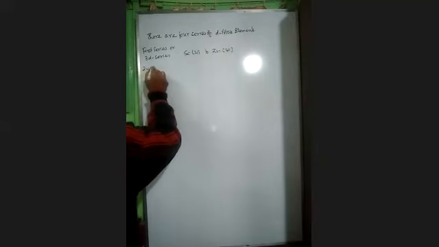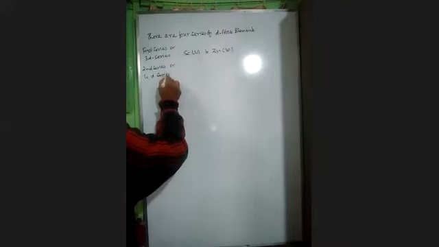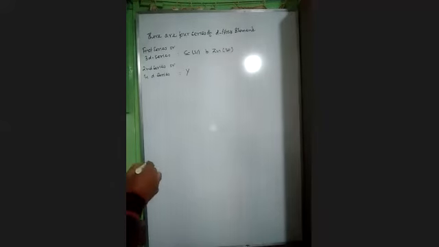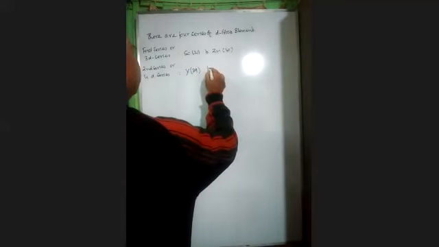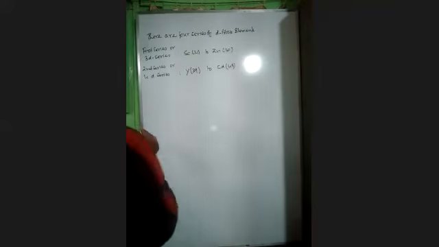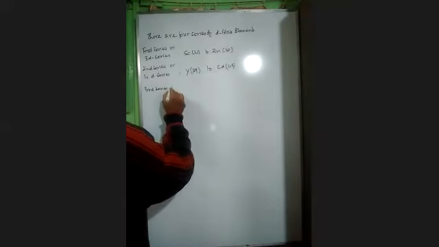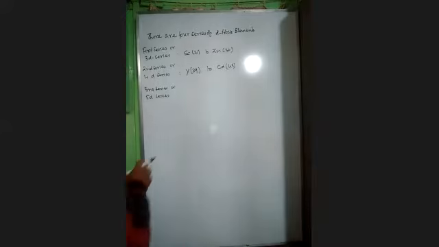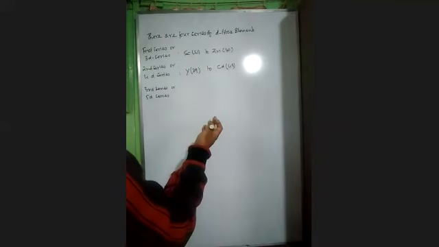Then second series or 4D series. It starts from yttrium, 39 to cadmium, 48. Then third series or 5D series. See, there are 10 groups: group 3, 4, 5, 6, 7, 8, 9, 10, 11, 12. So you will find difference is 10.